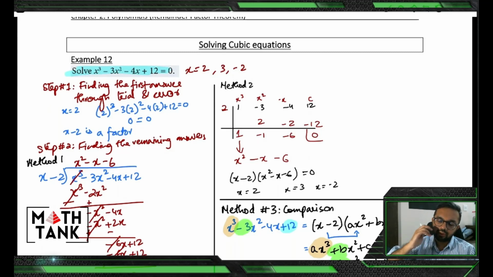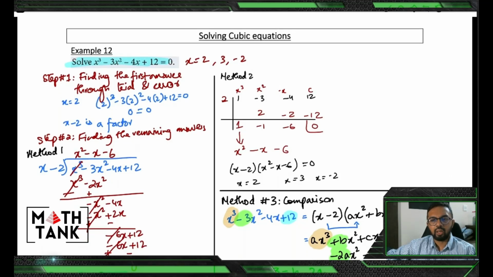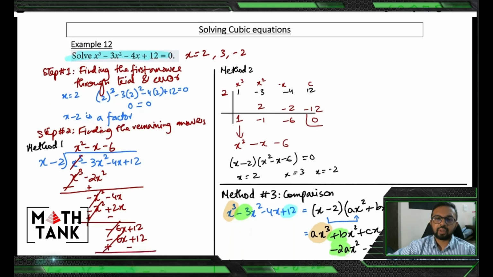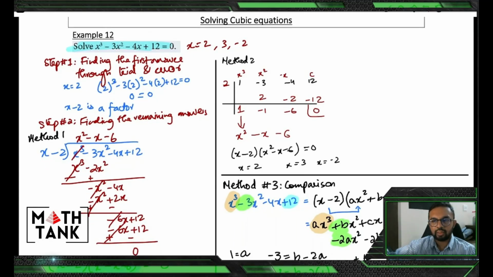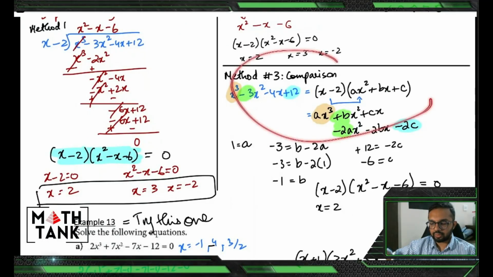There are 3 different ways of solving the cubic equation after the first step. The first step is always trial and error, where you try to find the first root by doing trial and error with the factors of this number. The factors of this number are 1, 2, 3, 4, 6 and 12. You use plus and minus, do trial and error, and find your first factor. For the next step, finding the other 2 roots, you have 3 different methods. You can do a long division, you can do a synthetic division, or what I strongly suggest is that you do a comparison.